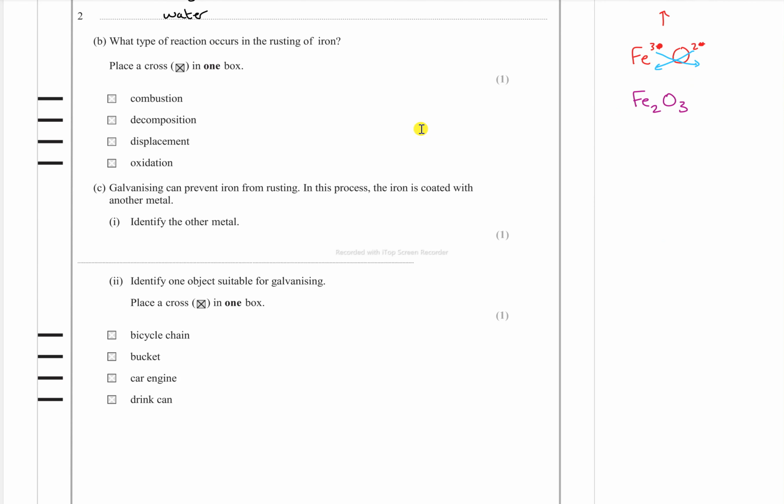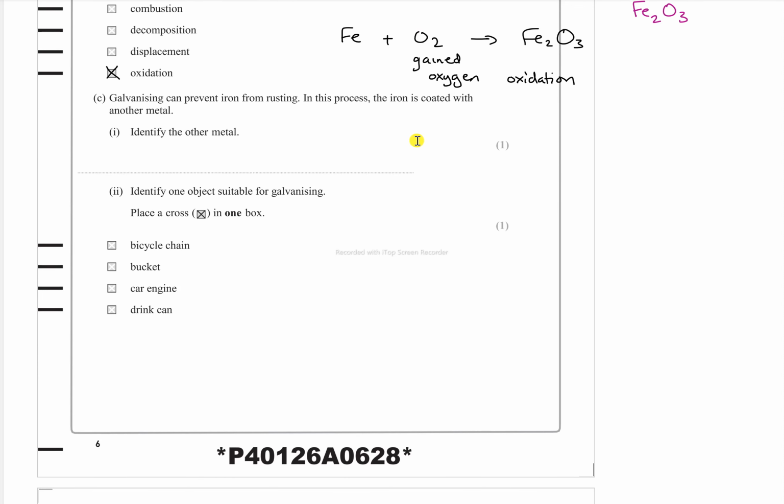What type of reaction occurs in the rusting of iron? So what you've got is iron plus oxygen gives iron 3 oxide. Forget trying to balance it. Because iron has gained oxygen, it is called oxidation. So it's that one. Right.